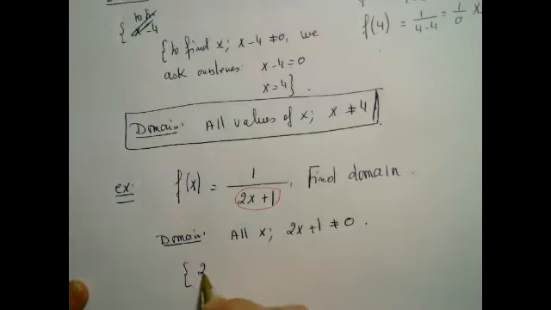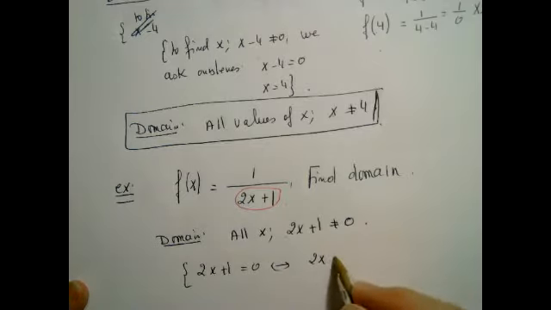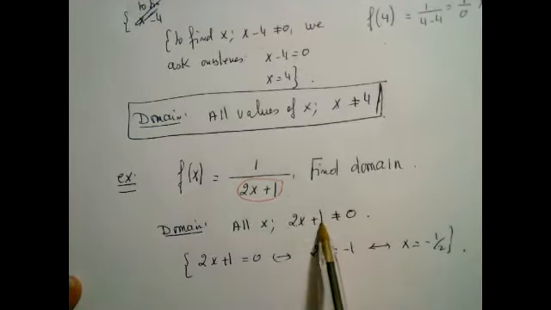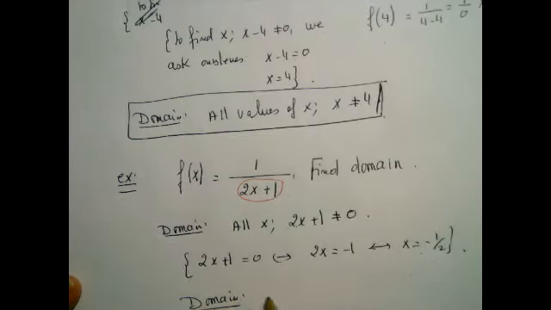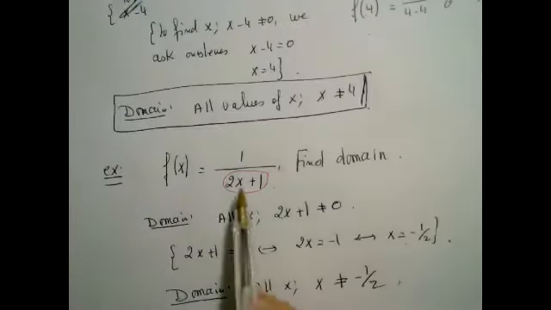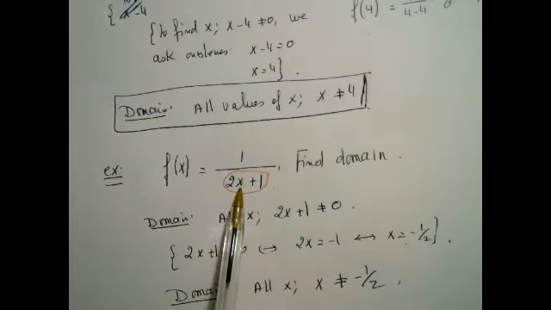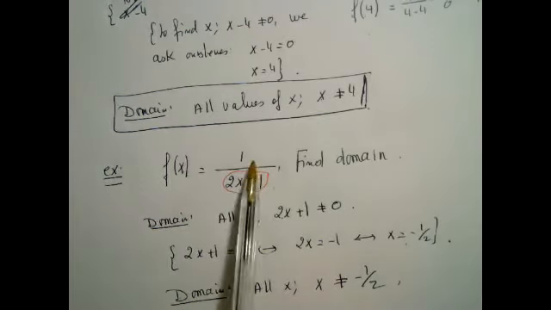To find those, I ask myself, when is this equal to 0? 2x equal minus 1. It means x equal minus a half. So what makes this expression 0 is minus a half. So now I rewrite my domain more properly: all x's such that x is different than minus a half. Because if I put minus a half for x, 2 times minus a half is minus 1, plus 1 is 0. This creates a 1 over 0 scenario, which is really problematic.